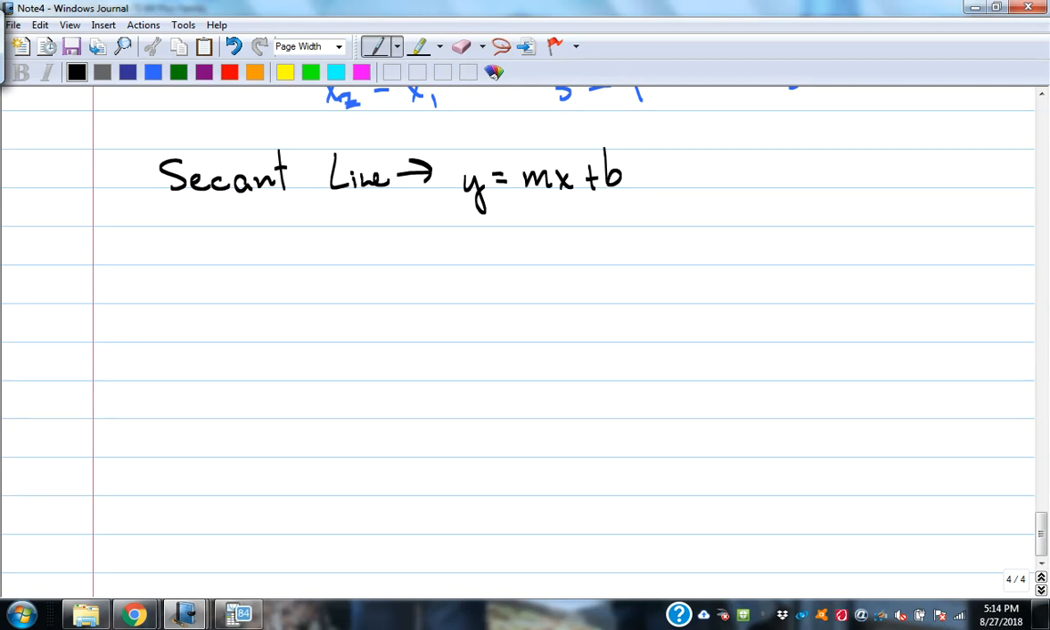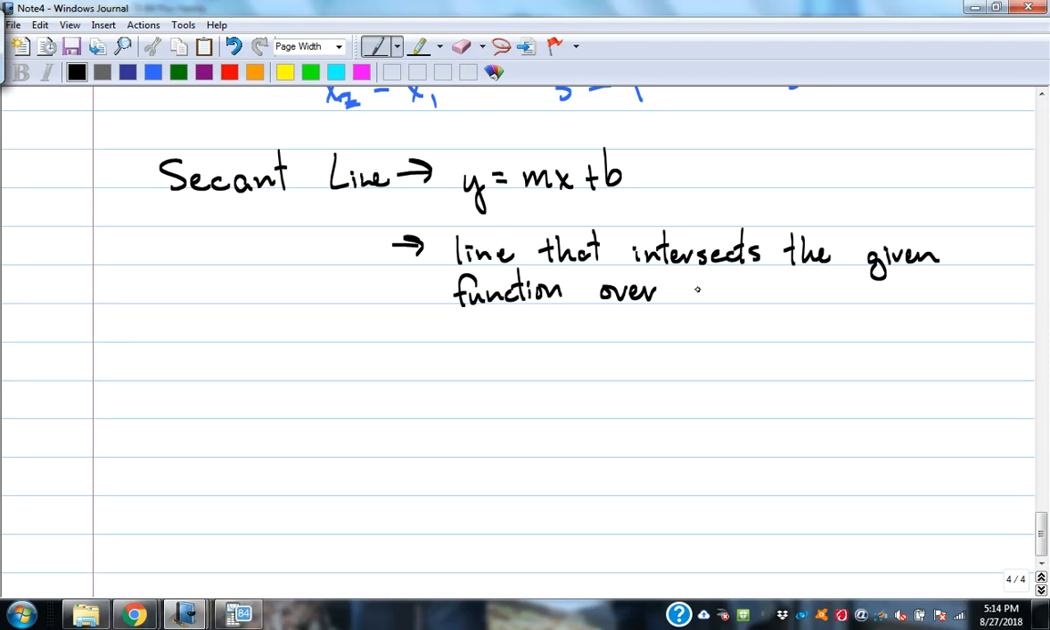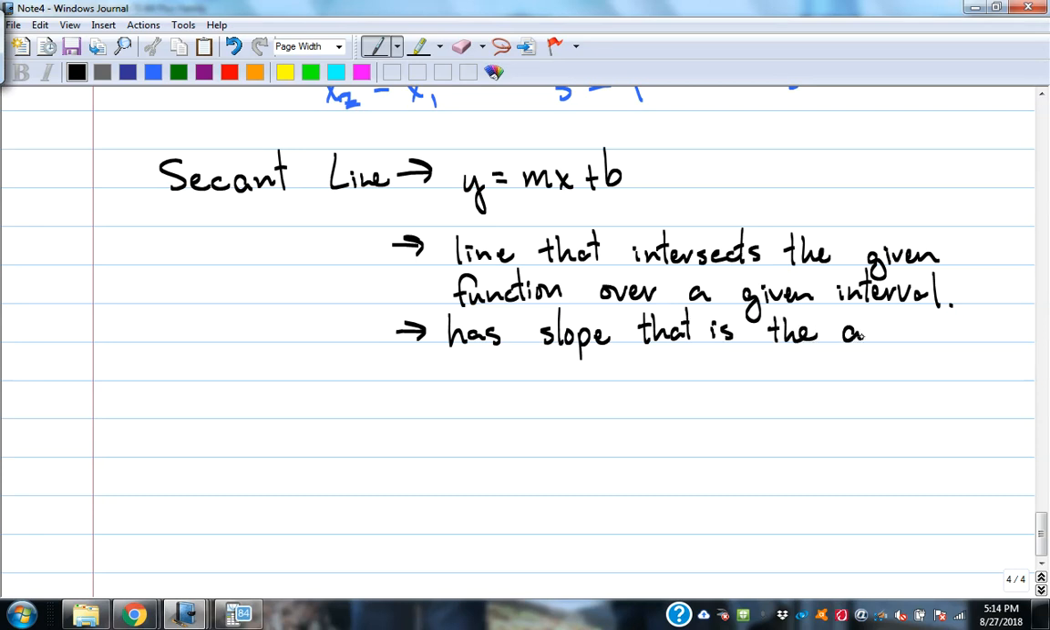It's going to be in the form y equals mx plus b. It's a line that intersects the given function over a given interval, with a slope that is the average rate of change for that interval.